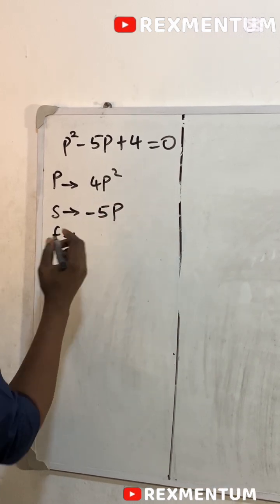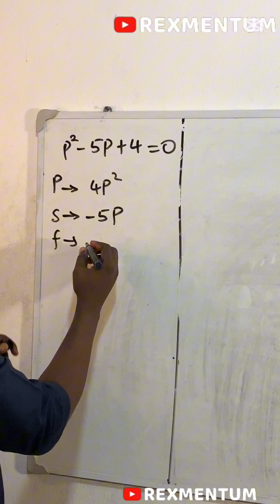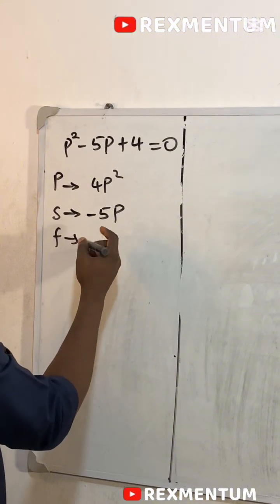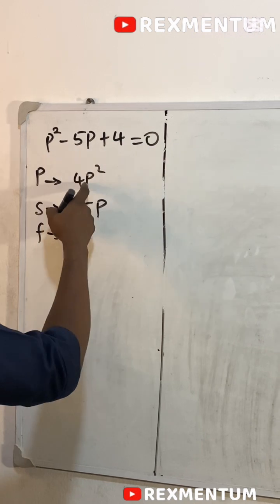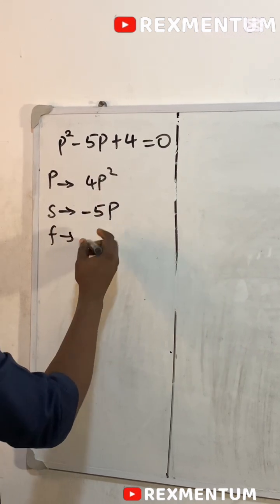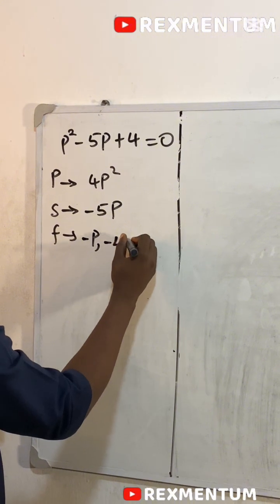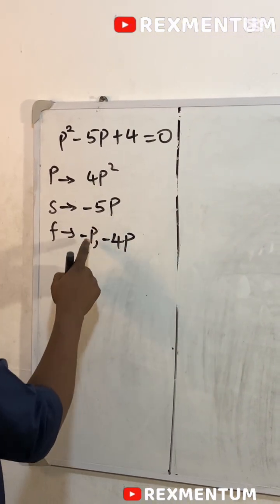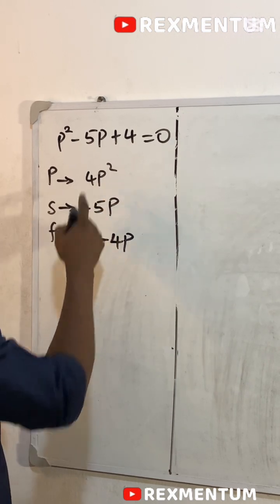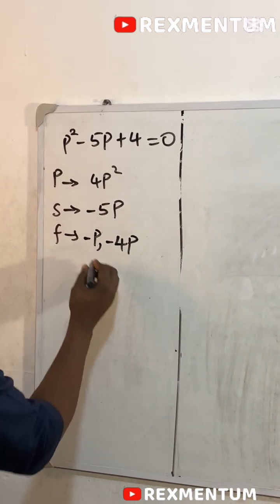So the factor is what we are looking for. Factor is two numbers that will give this. We can have two numbers that when you multiply, you have 4p squared, but when you add, you have minus p, comma, minus 4p. These are the two numbers. Minus p times minus 4p will give you 4p squared. So this is what you are looking for.